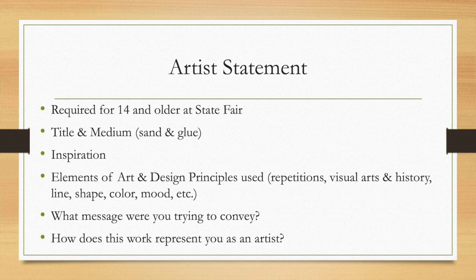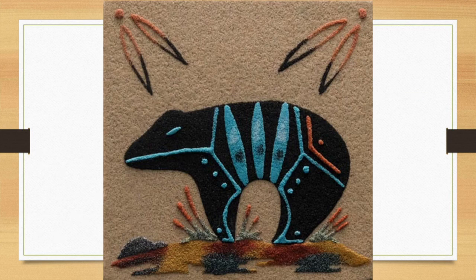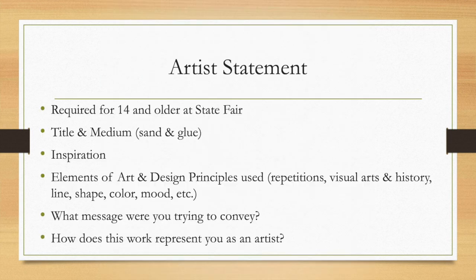Your artist statement should include the title, and you can make it whatever title you like, and the medium, in this case, sand and glue. If it's a painting, maybe acrylic or oil paintings or pastels, watercolor, anything like that, the medium is what you use to make your art. Your inspiration. If you painted a flower, maybe you were just inspired because it was really pretty and you liked it. Or you love bears, so you did the bear. The elements of art and design principles that you use, like repetition, how visual arts are part of history. We talked about that with the Navajo culture and the ceremonies, how you use lines and shapes and colors and moods, any of that.